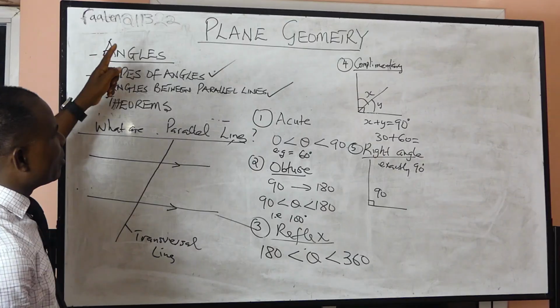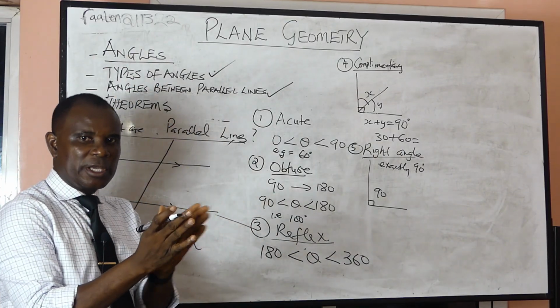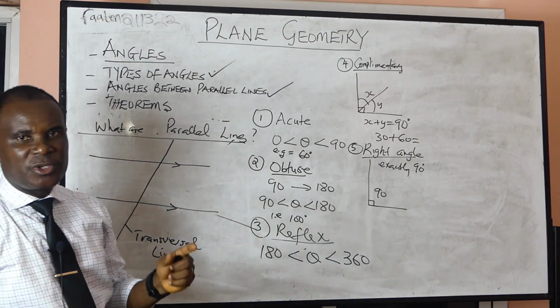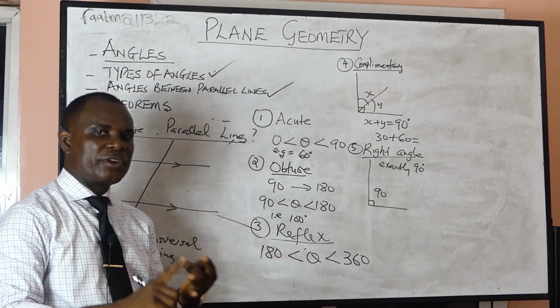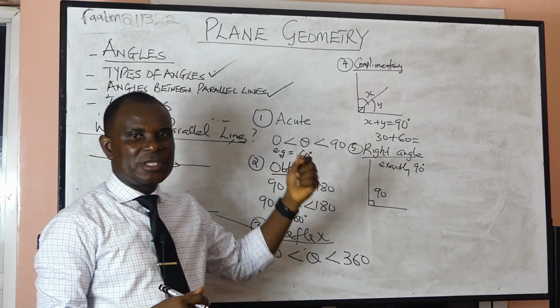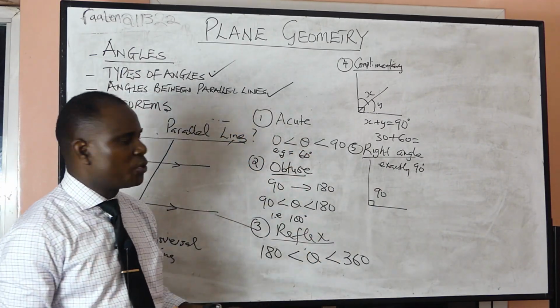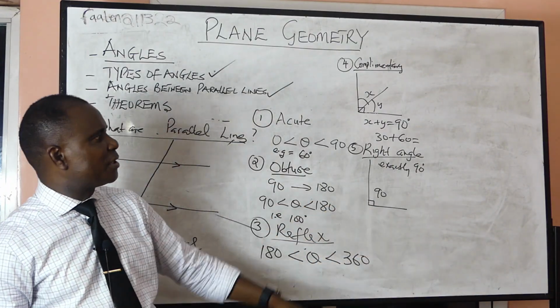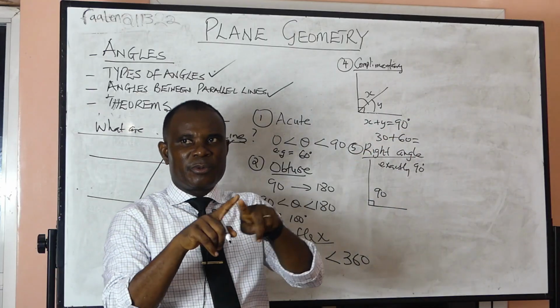So again, we have looked at technical points. We said angles are spaces between two lines, and when these two lines intersect, they form the angle, and the angle has a unit of measurement. We have degrees, radians, and grades. Now we looked at the types of angles. We said acute angles are less than 90 degrees, obtuse between 90 and 180, reflex between 180 and 360, and complementary angles will always sum up to 90 degrees.